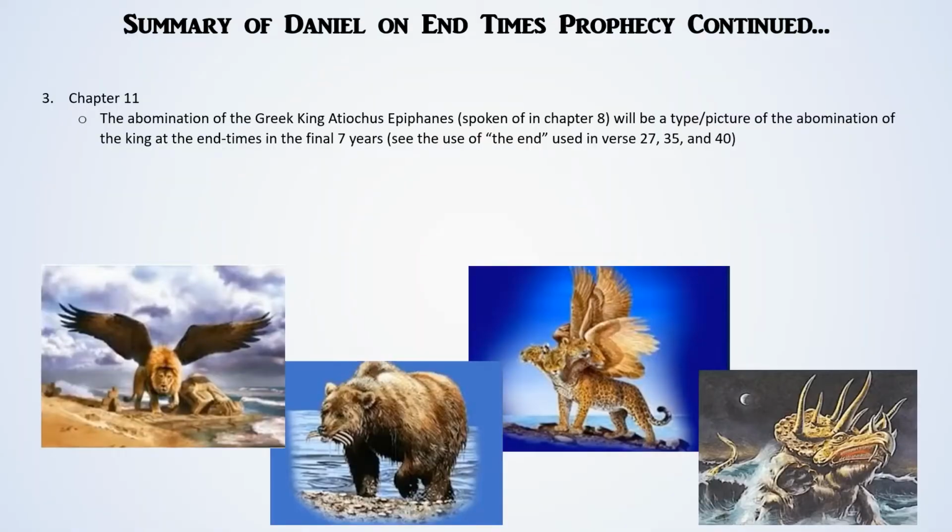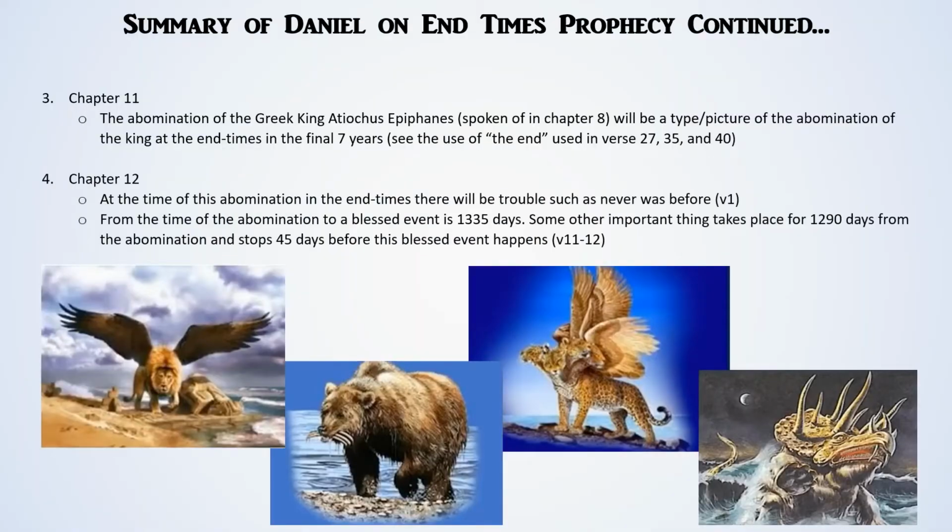Chapter 12, at the time of this abomination in the end times, there will be trouble such as never was before. We find that in verse 1 of chapter 12. This I'll read because it's very simple to read without getting too deep into the weeds. At that time shall Michael stand up, the great prince, which standeth for the children of thy people, and there shall be a time of trouble such as never was since there was a nation, even to the same time. And at that time thy people shall be delivered, everyone that shall be found written in the book of life, right?